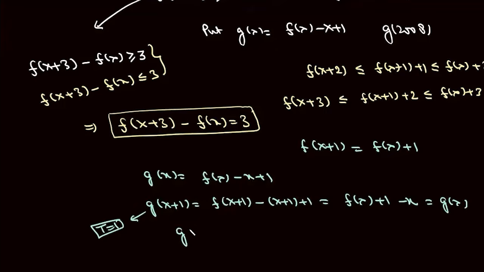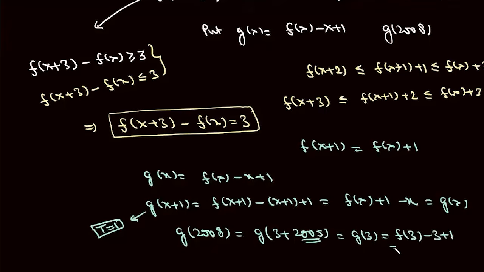Now we need to find g(2008), and we know that we can write this as g(3 + 2005). Its period is 1, so it will be equal to g(3), and g(3) is f(3) − 3 + 1, and f(3) is 1. So the value of g(2008) is −1. And that is the answer to this question.